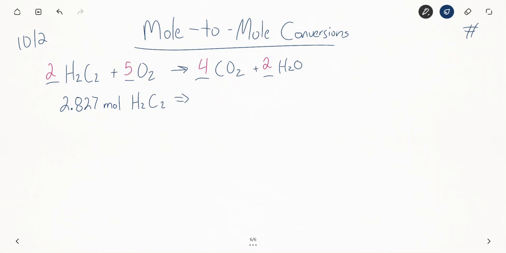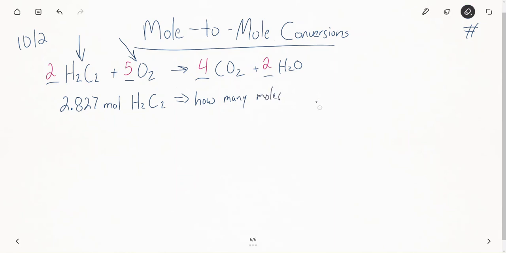But what we need to figure out is if this is how much acetylene I had and I want to burn all of the acetylene, I need to know the exact amount of oxygen that I need to pair it with. So here's what we want to figure out: we want to determine how many moles of oxygen are needed.